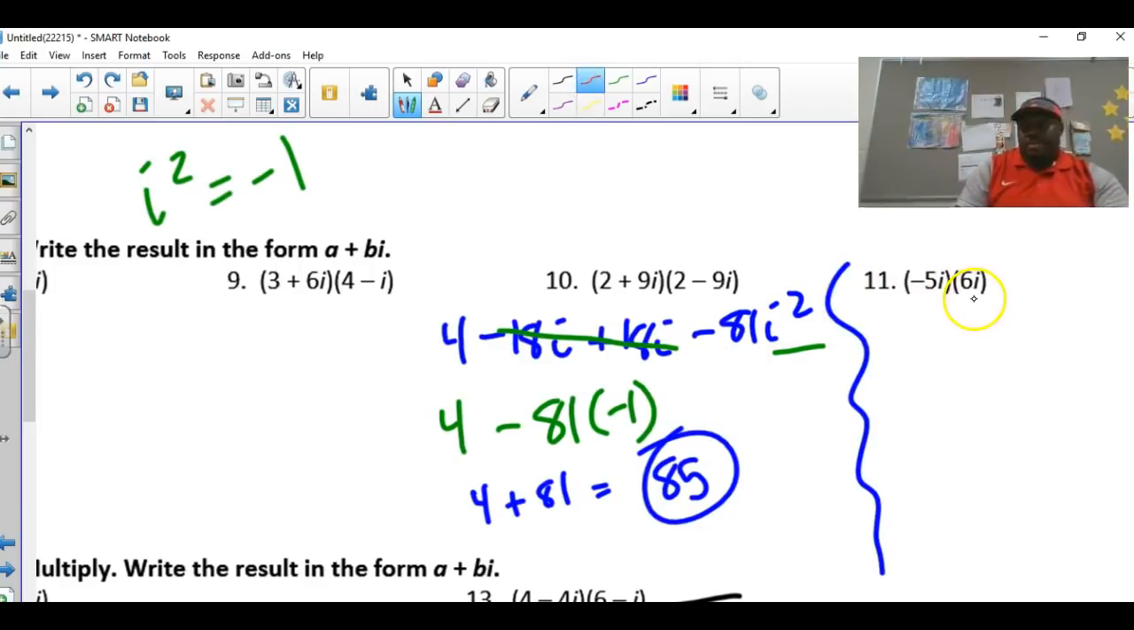And lastly, negative 5i times 6i. No foiling here. There's just 2 binomials. So negative 5i times 6i is going to be negative 30i squared. i times i is i squared. We're going to take that i squared and convert that back into negative 1. So you have negative 30 times negative 1, which is positive 30.